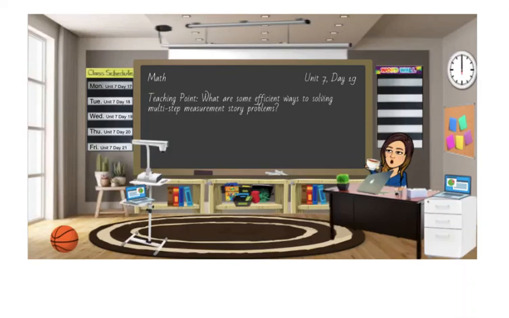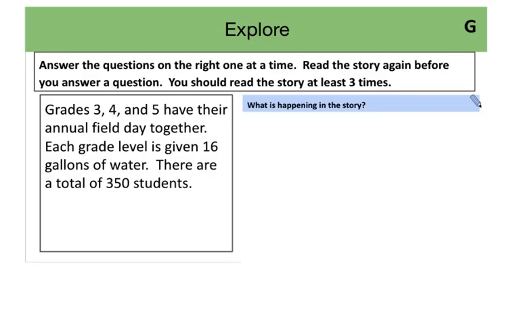Today, we will be looking at some efficient ways to solve multi-step measurement story problems. Let's get started by looking at slide G. So here is a 3-read, so we're going to be reading it several times, each time addressing a new question. So let's go ahead and get started by reading the problem stem.